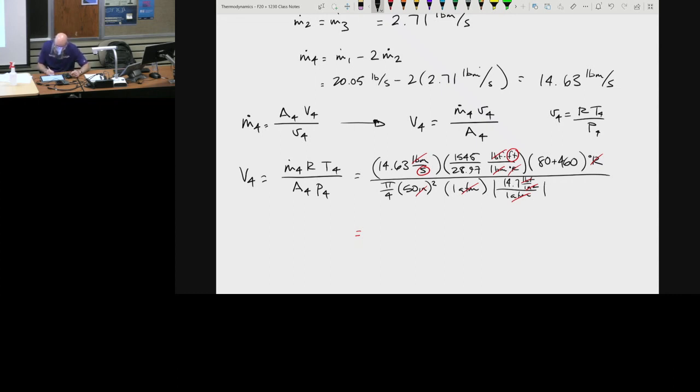I get that the velocity at 4 is 14.597 feet per second. So 14.6 is what I should go with for my velocity at 4. Okay, and that is my answer.